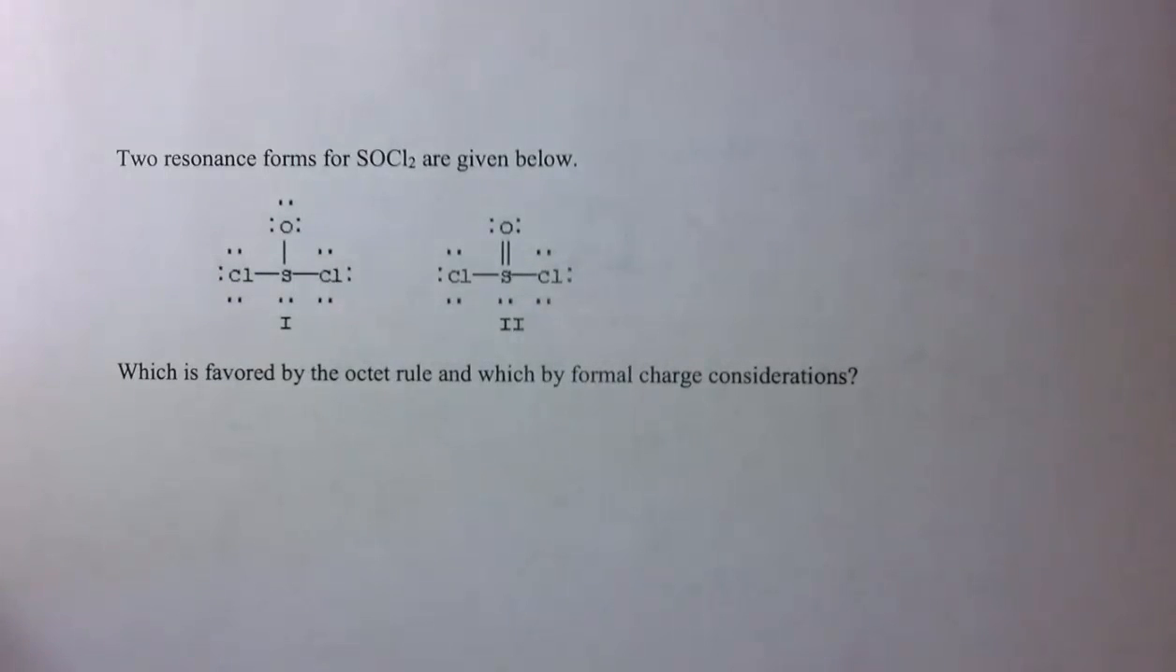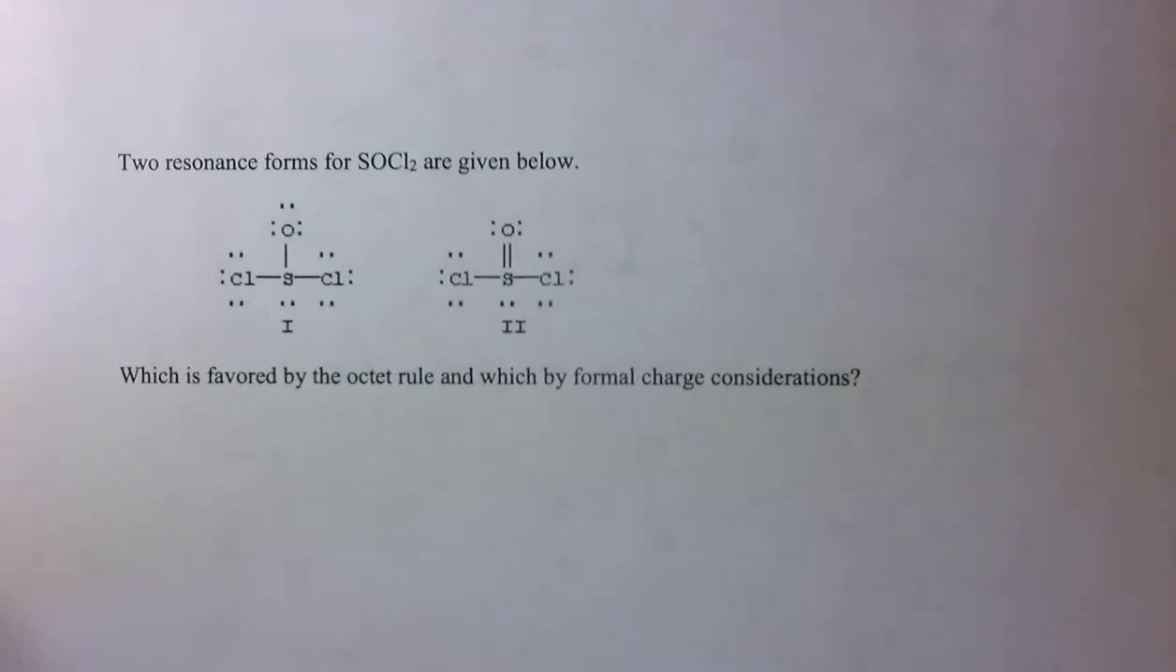We are given two resonance forms for SOCl2, which is thionyl chloride, and we are asked which is favored by the octet rule and which by formal charge considerations. So we can start by discussing the octet rule. I'll just go through each atom in each resonance form and see if it has an octet.